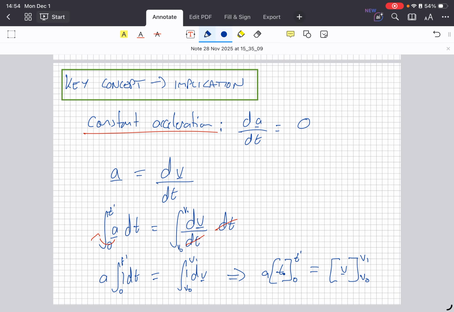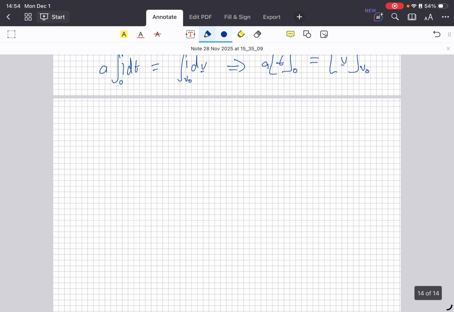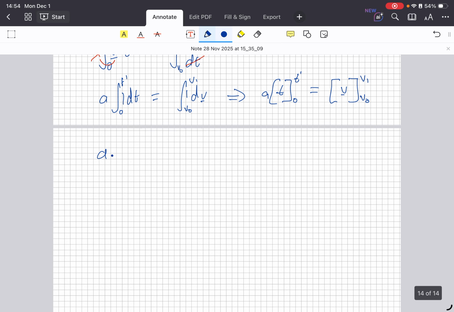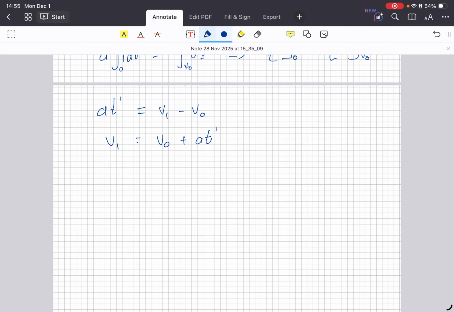And of course, then we can just substitute in our values here. And when we do that, we will get A times t prime is equal to v1 minus v0. Another way of writing that is v1 is equal to v0 plus at, and I'm going to leave off the, well, let's in fact put it on there, and then we can relabel these things.